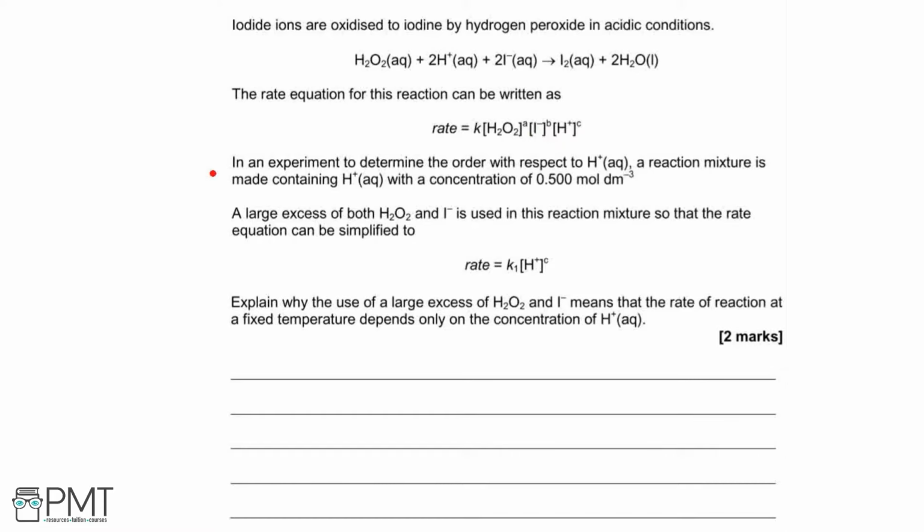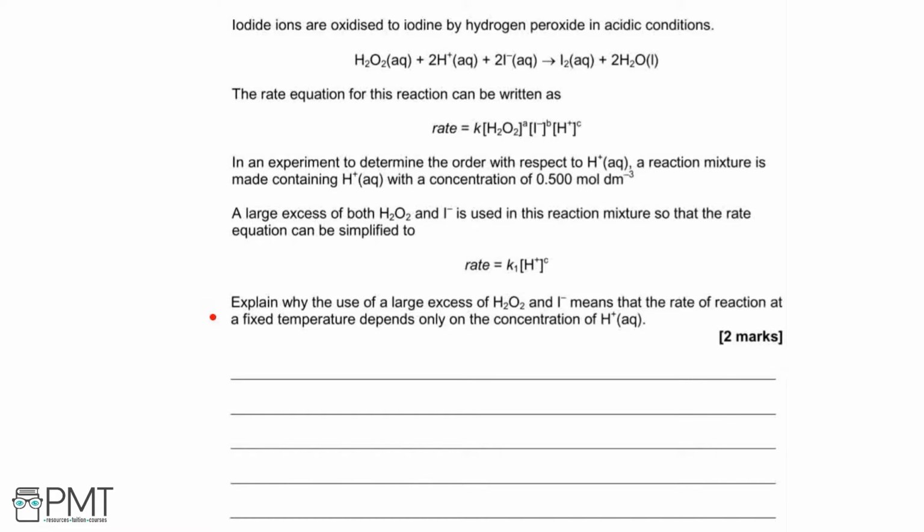In an experiment to determine the order with respect to H+, a reaction mixture is made containing H+ with a concentration of 0.5 moles per decimeter cubed. A large excess of both H2O2, so that's the hydrogen peroxide, and iodide ions is used in this reaction mixture so that the rate equation can be simplified to rate is equal to k1 multiplied by the concentration of hydrogen ions to the power of c.